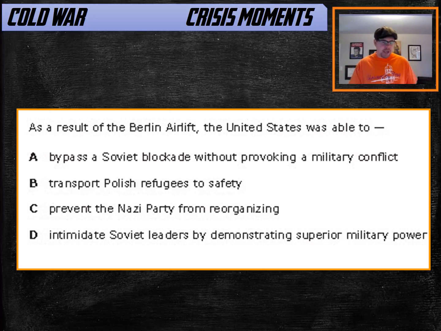So here it's A, we bypassed a Soviet blockade without provoking a military conflict. We did not threaten them. Instead, we just kept the people of Germany alive. We kept them from starving, and that kind of diffused the situation.